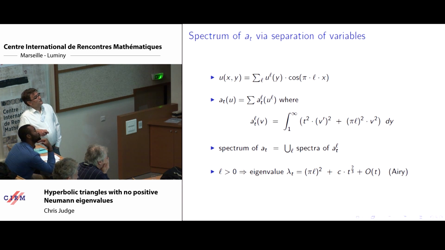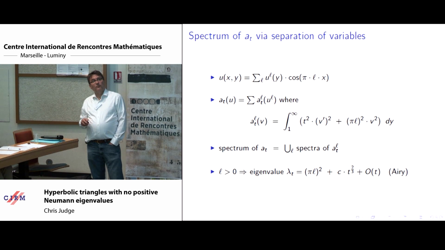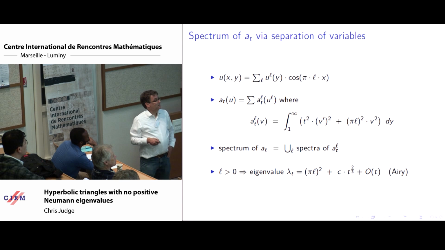In particular, the spectrum separates. The spectrum of A_t is basically the spectra of all these different operators. This is now an ODE operator, a quadratic form associated to an ODE, and I understand it through Bessel functions. You can check that the eigenvalues for t small look like pi l squared plus c times t to the 2/3 plus O(t), for l larger than 0. For l equals 0, they look quadratic in t.